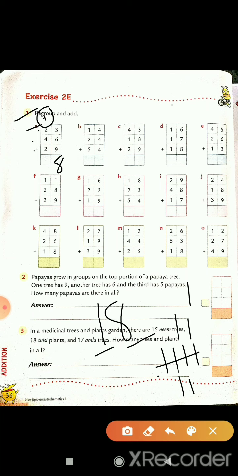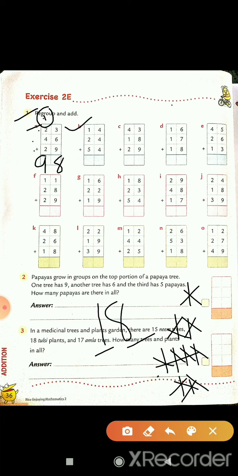So what comes after 4? 5, 6, 7, 8 and then 9, or else you can count them together. 1, 2, 3, 4, 5, 6, 7, 8, 9. What is the answer? 9. So you will write here 9. Got it, students? Next, B.